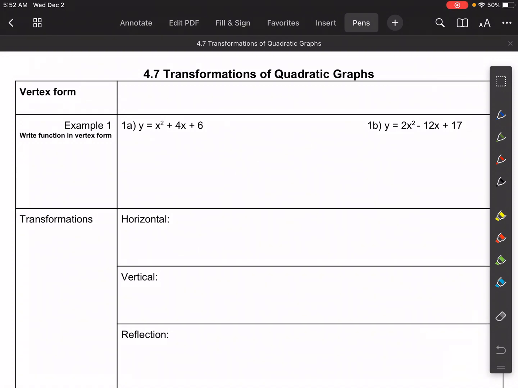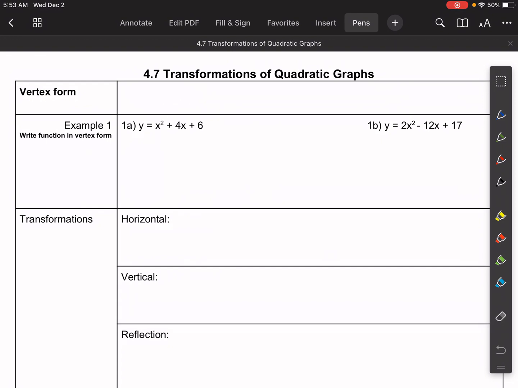Alright guys, slightly different format here for 4.7 transformations of quadratic graphs. I am actually going to just teach right over top of your notes. So hopefully you're following along with your notes and filling this out with me. But this should go pretty quick. So here, transformations of quadratic graphs.